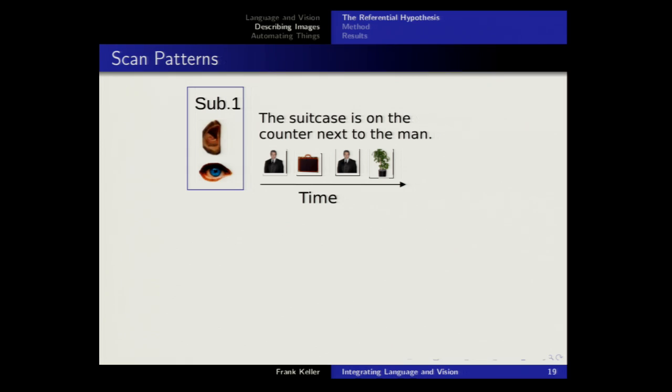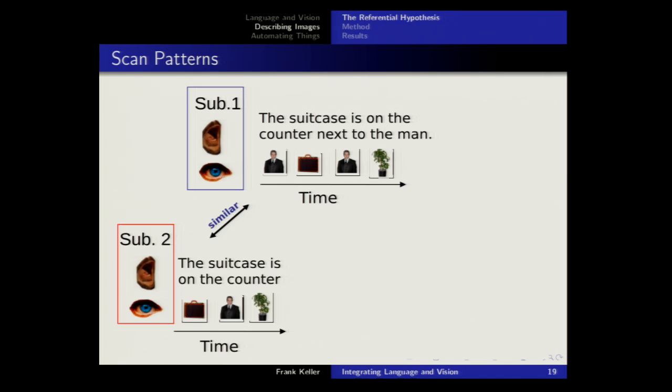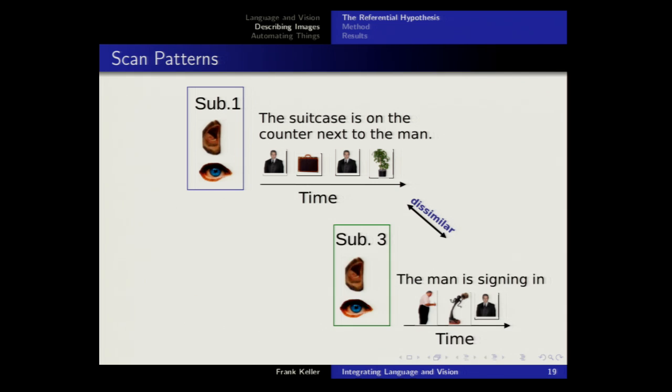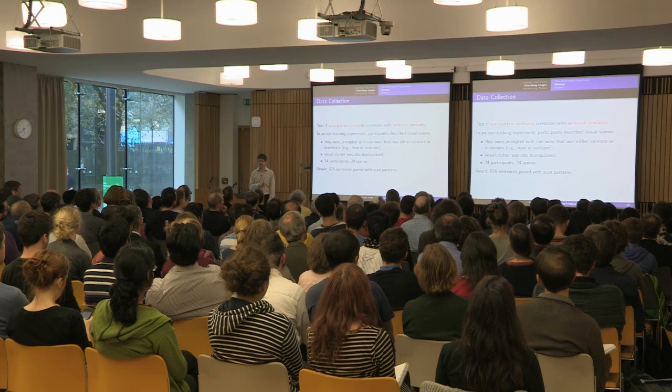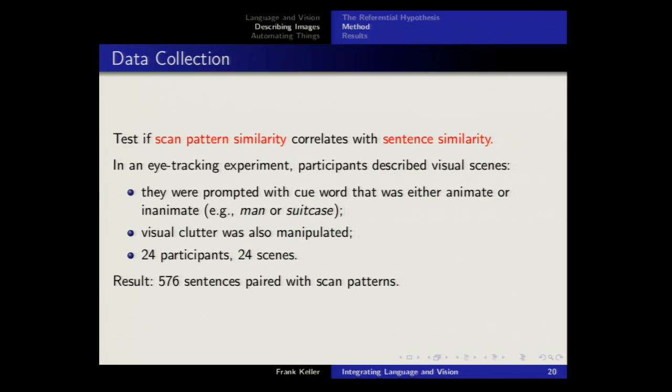Okay, here's just an illustration. So we have one participant, subject 1, uttering this sentence, following this scan pattern, this sequence of objects, and another one has a similar sentence, and they should also have a similar scan pattern. Whereas a third one maybe utters a different sentence, and by hypothesis, they should also follow a different scan pattern. Right, that's the logic of the argument here. And now we collected some data to actually test that hypothesis, to test that prediction. Okay, just to reiterate, scan pattern similarity should correlate with sentence similarity.